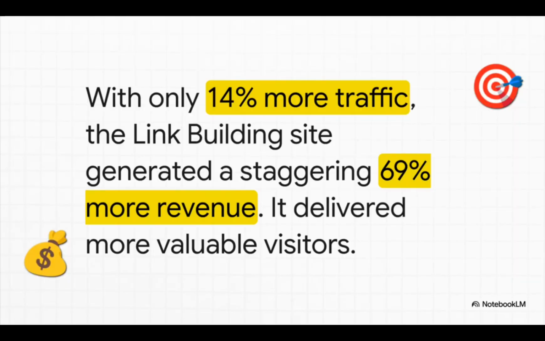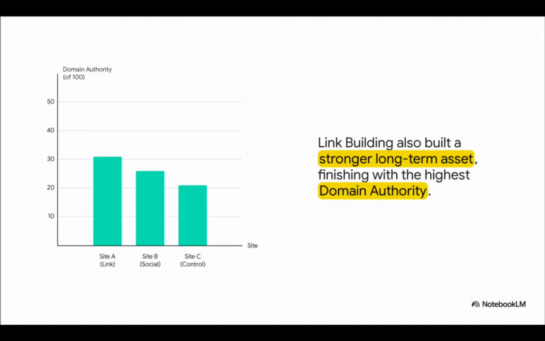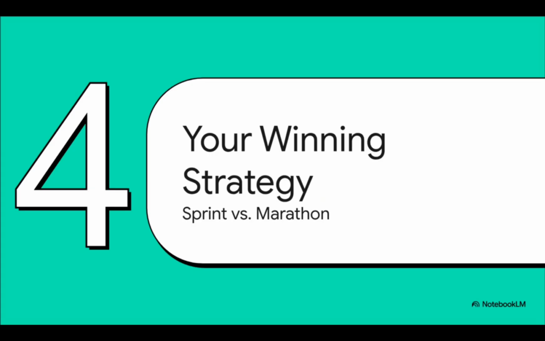And this is the key takeaway of the whole thing. Link building didn't just bring more visitors, it brought better visitors. Think about it. With only 14% more traffic, Site A generated a staggering 69% more revenue. Turns out visitors from search engines were just way more engaged and profitable than that fleeting traffic you get from social media. And the benefits didn't even stop at revenue. Link building also built a much stronger long-term asset. Site A finished the race with a higher domain authority. That's a key score for search engine trust, which positioned it for even better success long after this race was over.